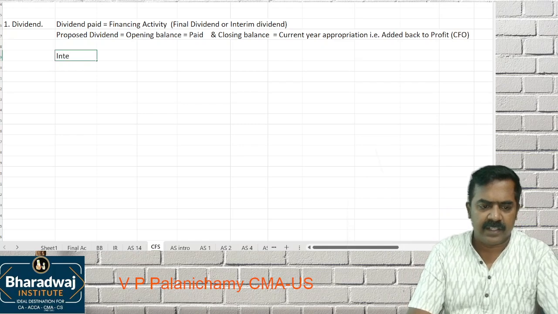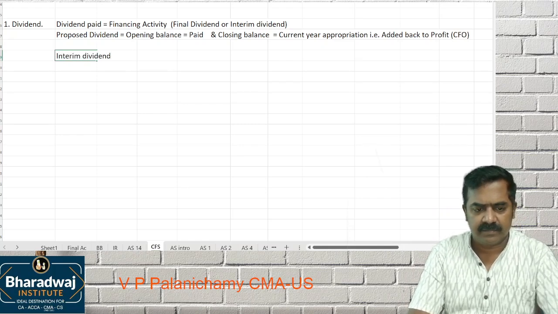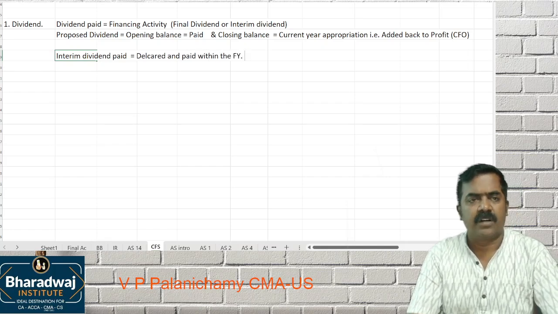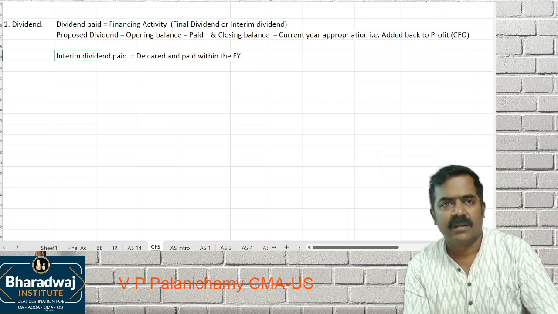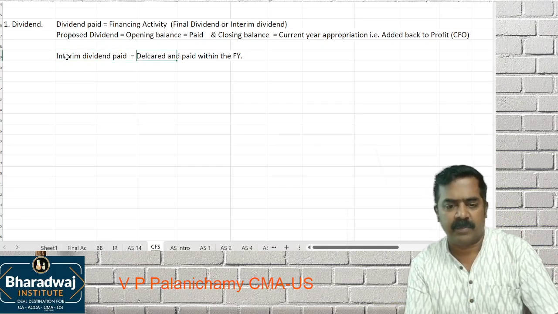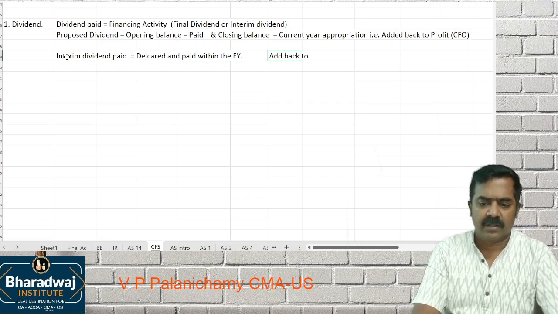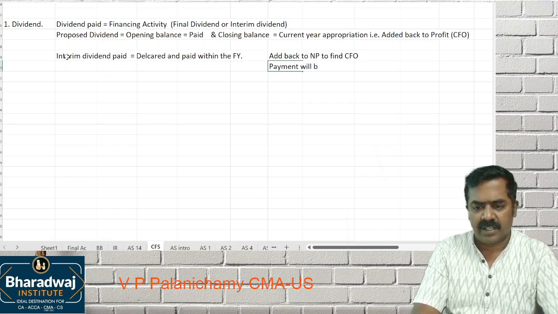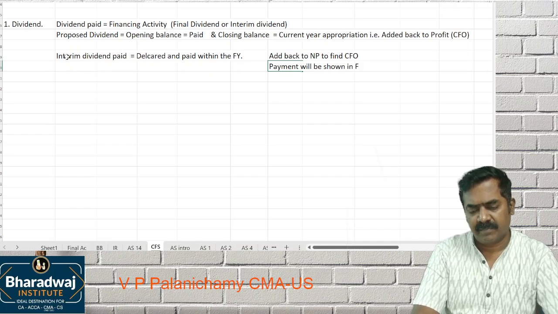Suppose they would have given us interim dividend paid. What will you do? It is declared and paid. It is declared and what? Paid within the financial year. That means board of directors are having the power to declare and pay what? Dividend. It is appropriated as well as what? Paid. We will add back to which one? Net profit to find cash from operating activity, and the payment will be shown in which activity? Please note this.